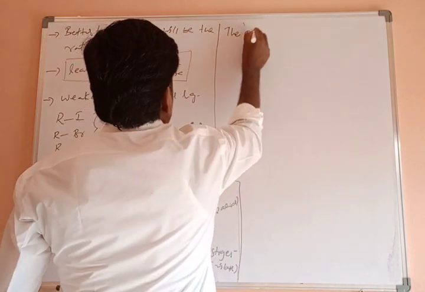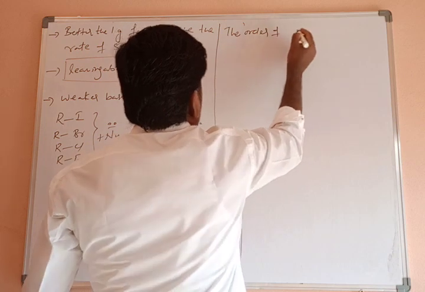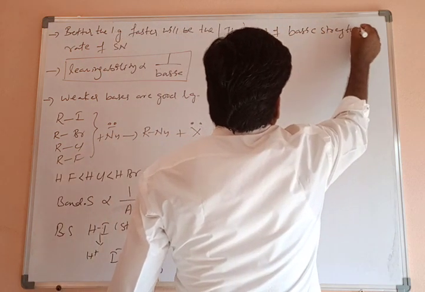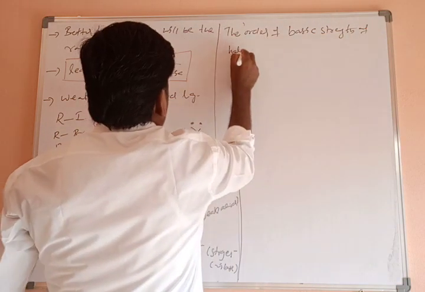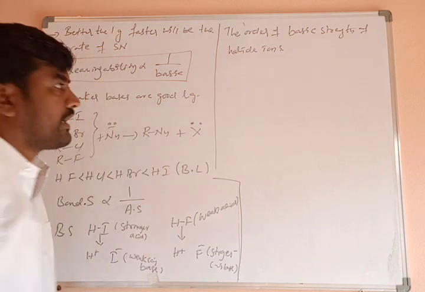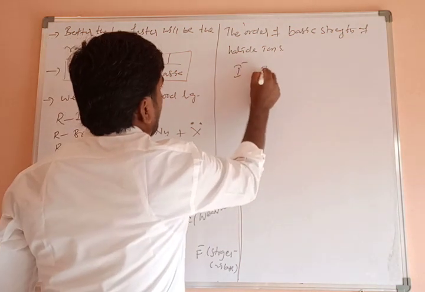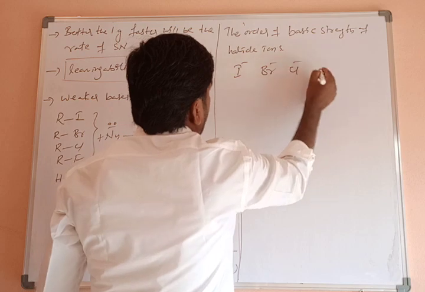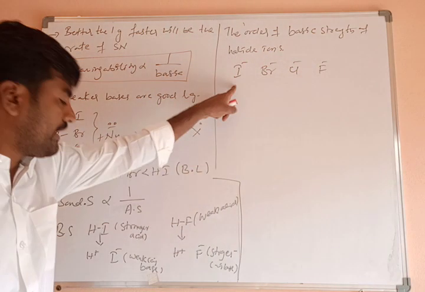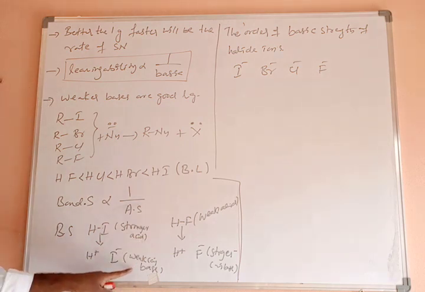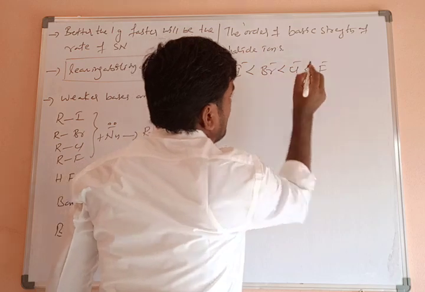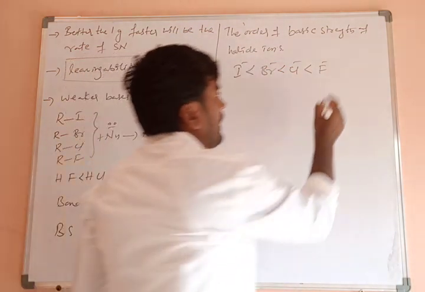The order of basic strength of halide ions. In halide ions, I am writing I minus, Br minus, Cl minus, F minus. I minus is the weakest conjugate base. I minus is lesser than Br minus, lesser than Cl minus, lesser than F minus. This is the basic strength.